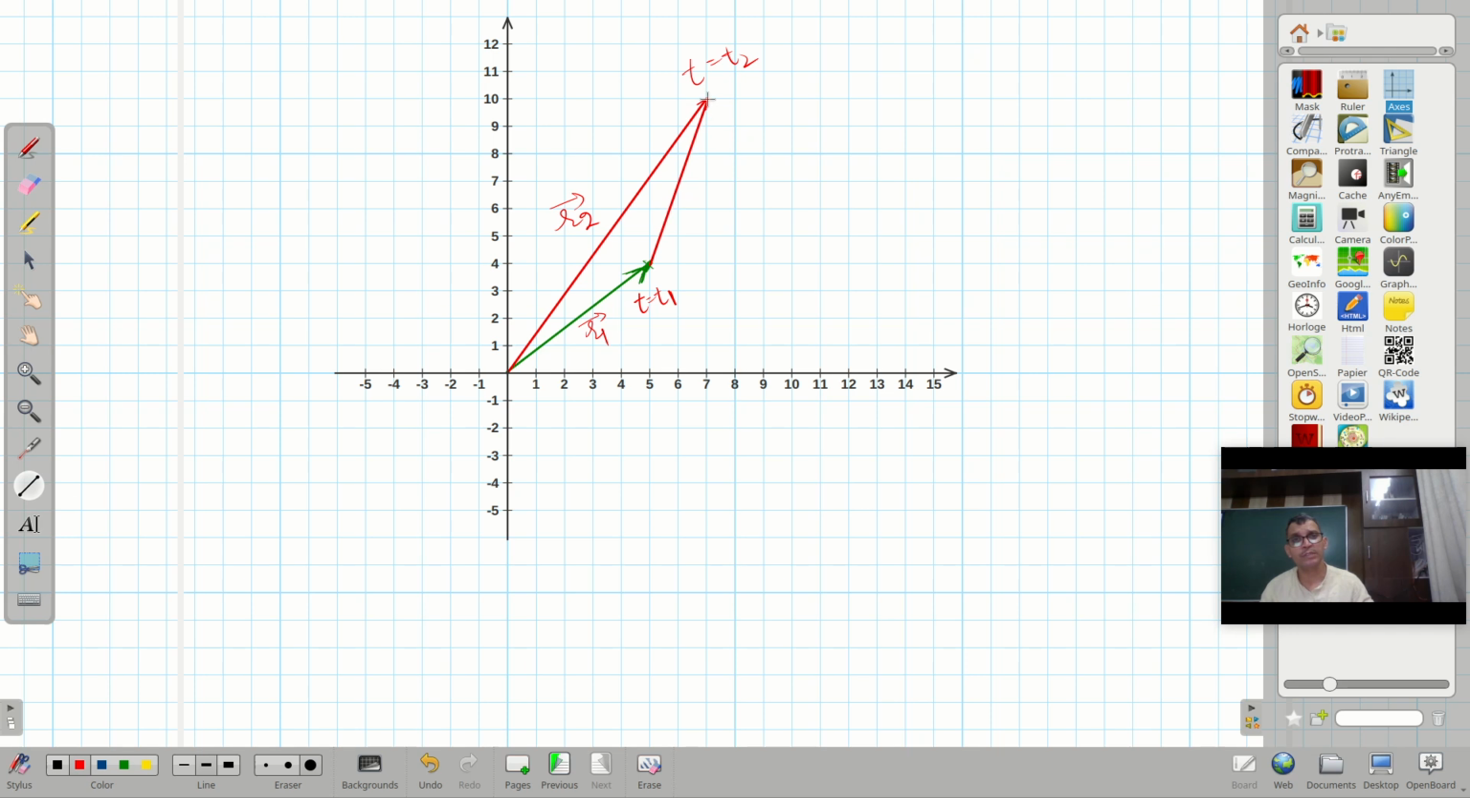So this is called the displacement vector.